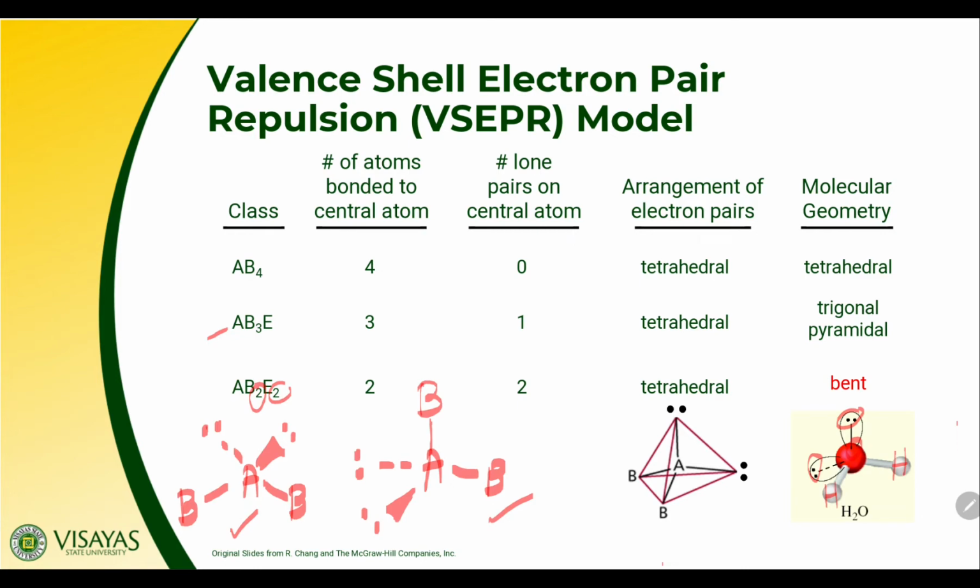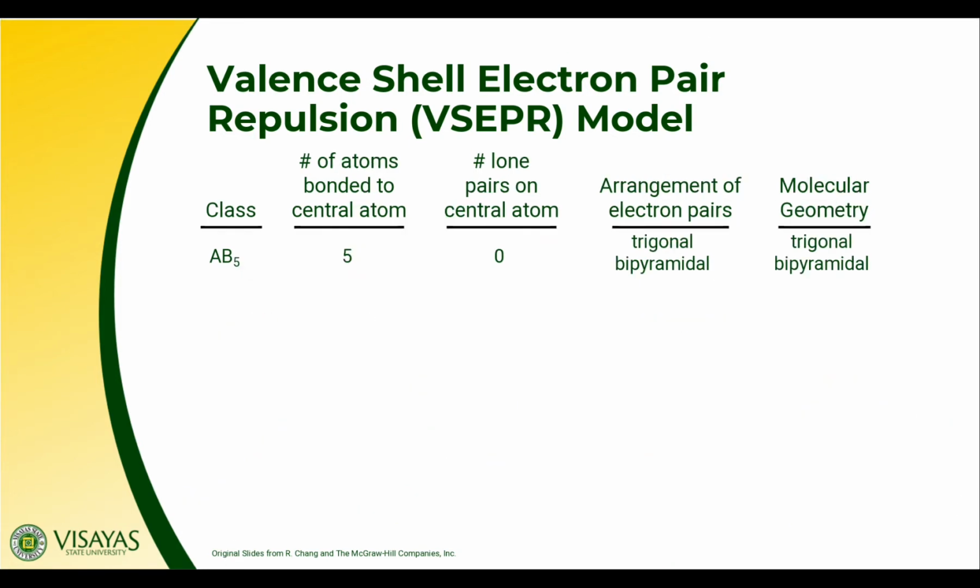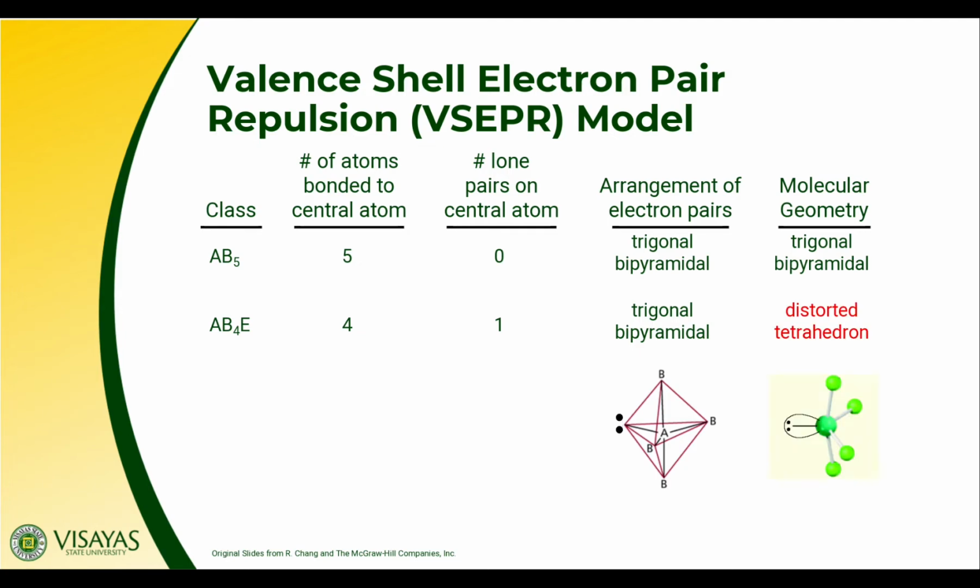So you can draw the AB2E2 class either this way or this way. Okay, so next, AB4E, that means we have 4 atoms bonded to the central atom and 1 lone pair on the central atom. So the arrangement of the electron pairs is trigonal bipyramidal, and after taking into account the repulsion of the lone pairs and the bonding pairs of electrons, we now have a distorted tetrahedron. A distorted tetrahedron is like a seesaw.